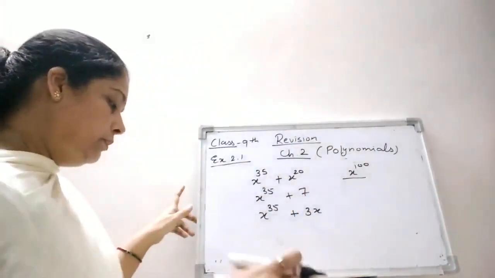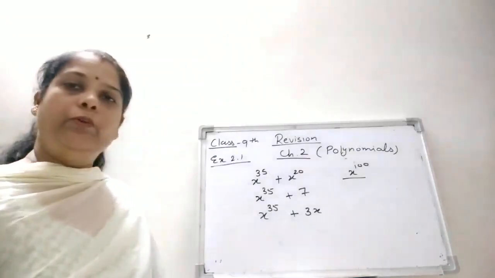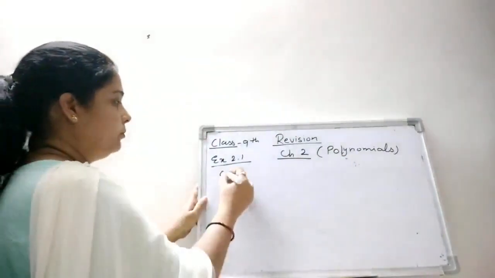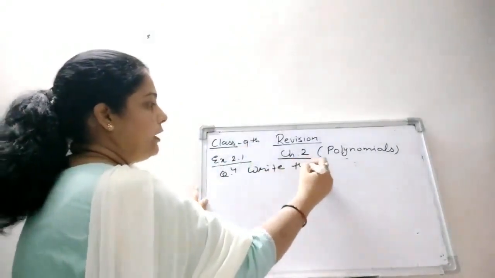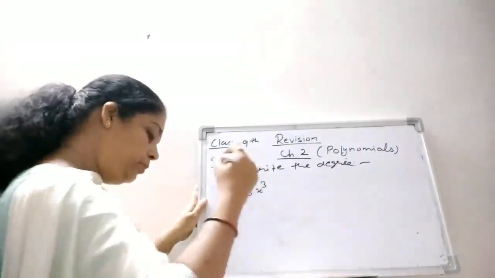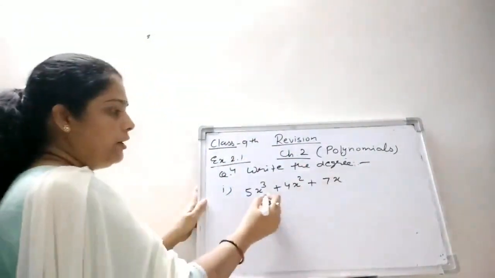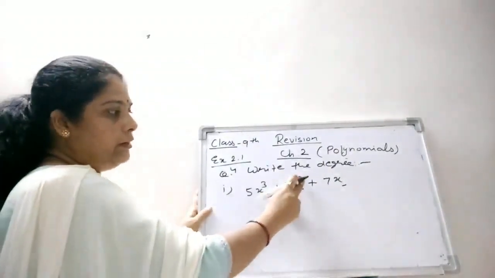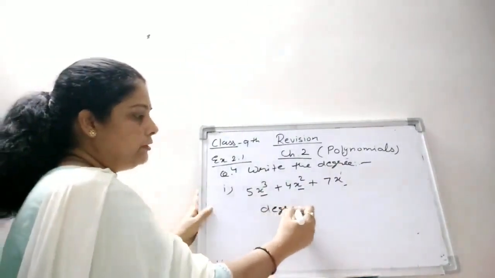Okay, now question number 4. Write the degree of each of the following polynomials. I am writing the question. Write the degree of the given polynomials. The first part is 5x³ + 4x² + 7x. Here the variable is x, and the powers of this variable are 3, 2 and 1. The highest power is 3, so the degree is 3.